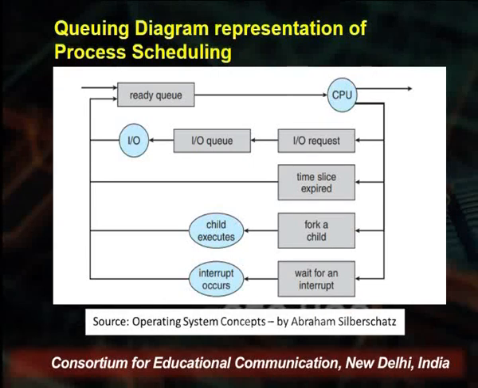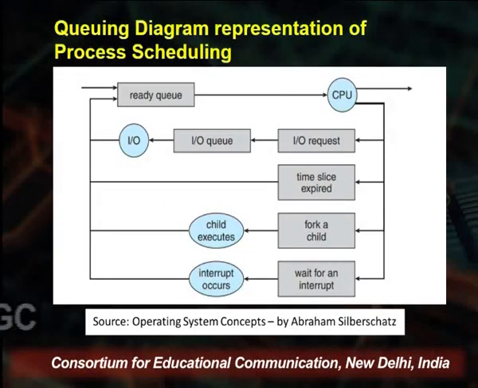So here there are four scenarios in which a process is going to leave the CPU. It is going to join an input output device queue in the scenario of an input output request, or its time slice is expired and it again goes to the ready queue. It is going to generate a child in which the child will execute, then it will go to the ready queue, or it will wait for an interrupt, an interrupt handler is going to take care of that interrupt, and then again it is going to go to the ready queue.